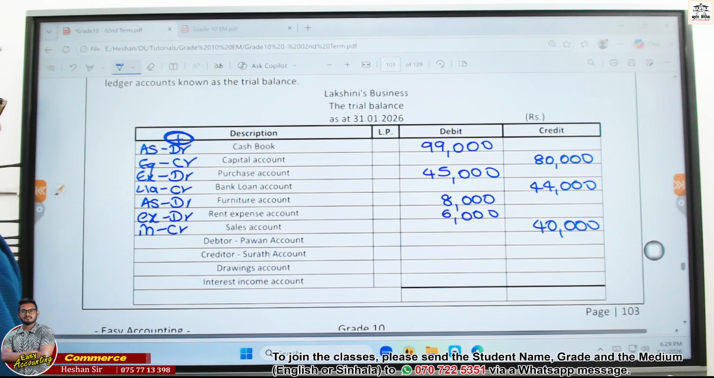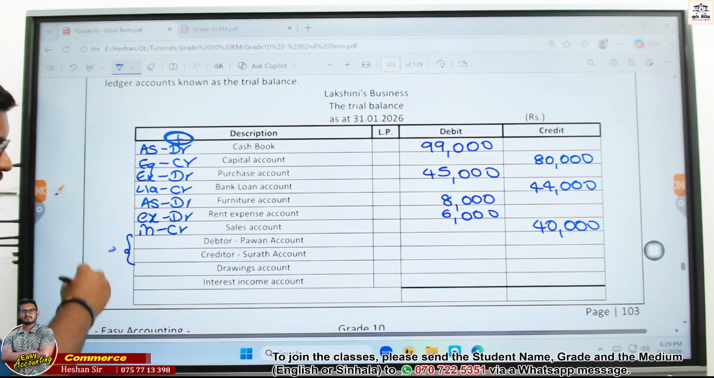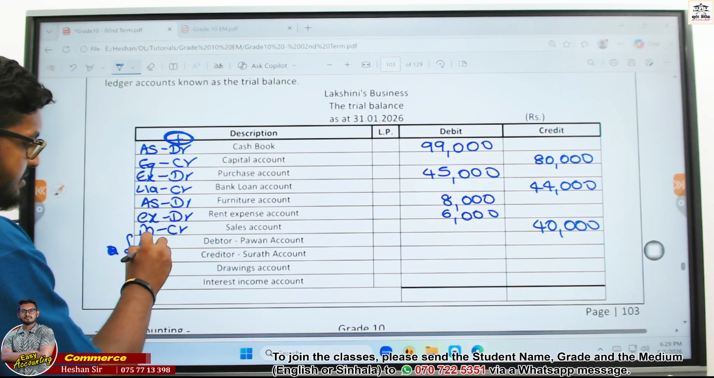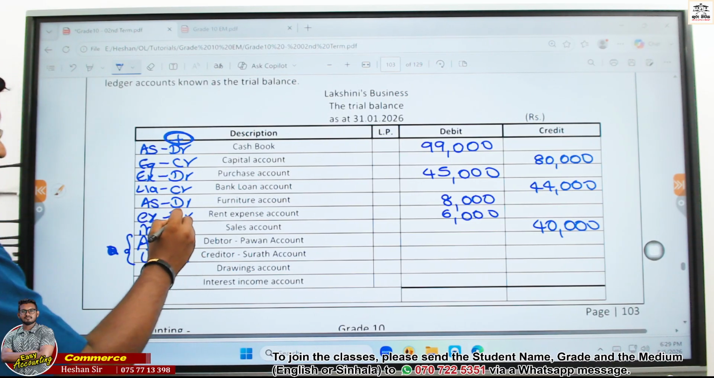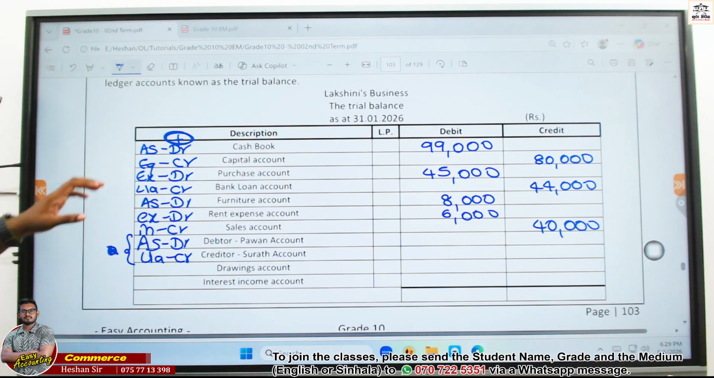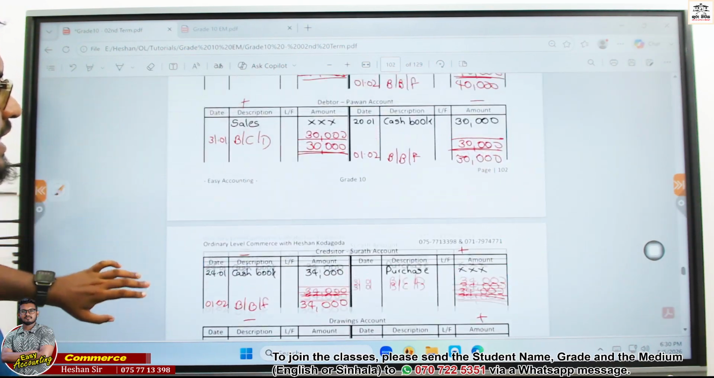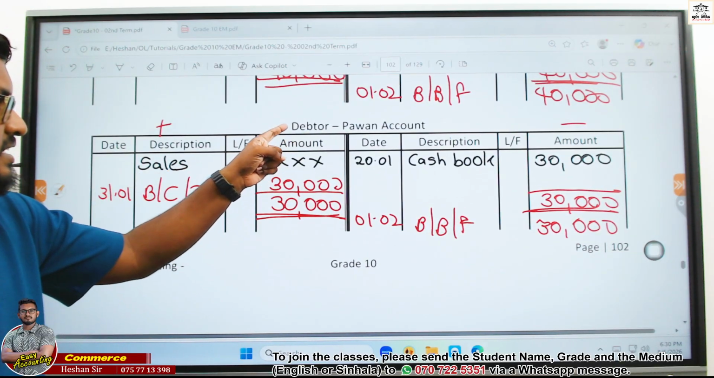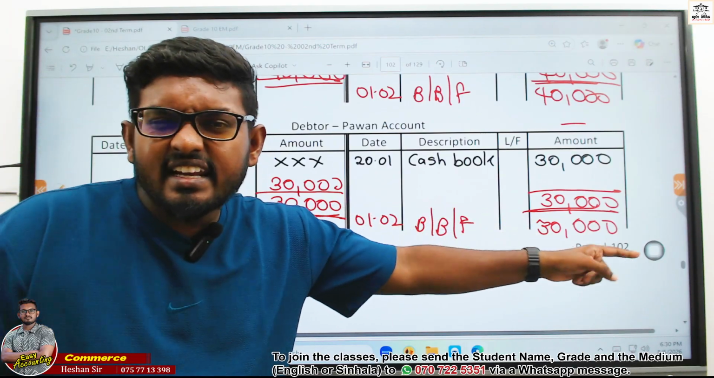Done. Next one, there are some matters in these two accounts, right? Normally, debtor is an asset, creditor is a liability, right? Asset balance is debit, liability balance is credit. Why? Liability credit is the increase side. But here, the rule changes. Why? I told you, for debtor Pavan's account, since the sales is not given, and it is an asset principle, the balance goes to debit, but here the balance goes to credit.